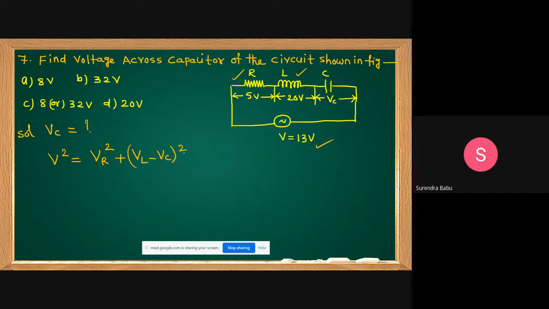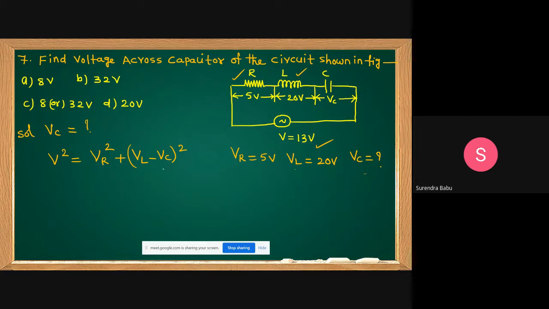But here we have one doubt. Sir, is VL greater or VC greater? We don't know. Clear, friends? Because we know only VL. How much is VR given? 5 volts. How much is VL given? 20 volts. But we don't know whether VC is greater or VL is greater. If the condition is given, once you know whether VL is greater or VC is greater, then you can find the exact value. But we don't know, so there is a possibility of two values here.